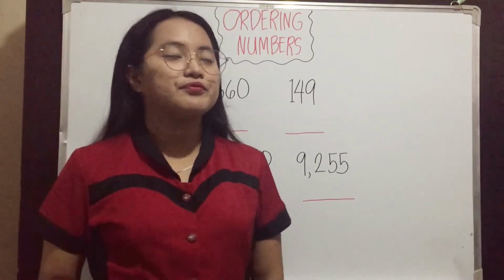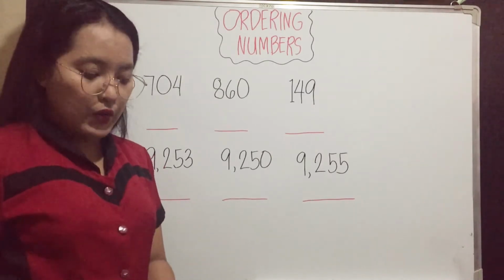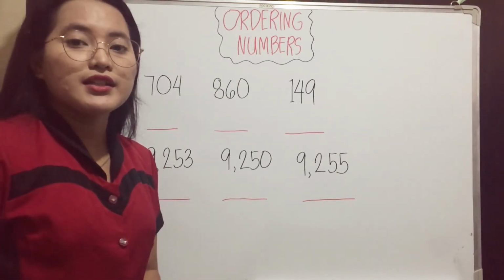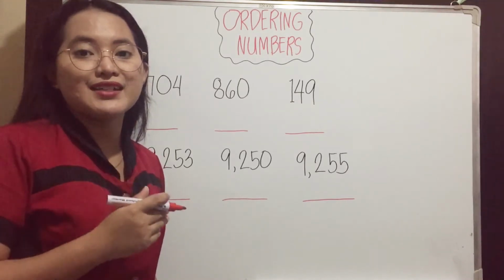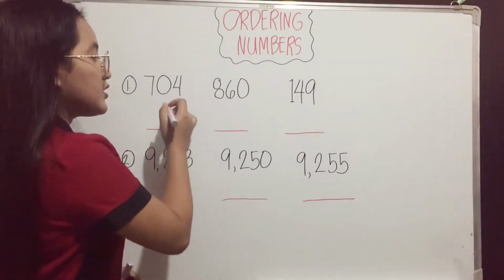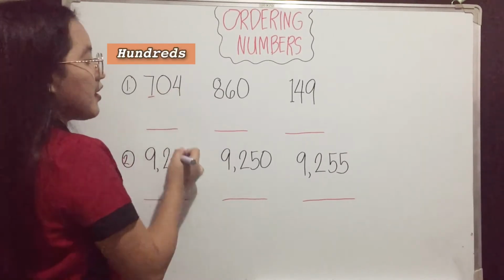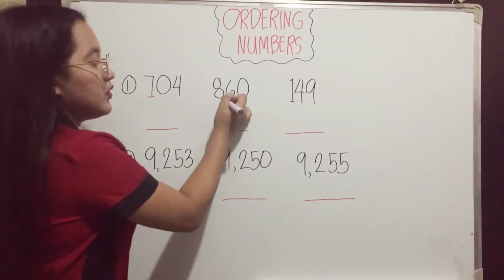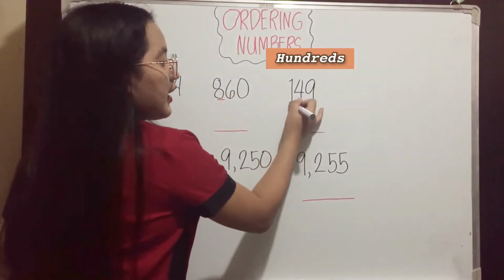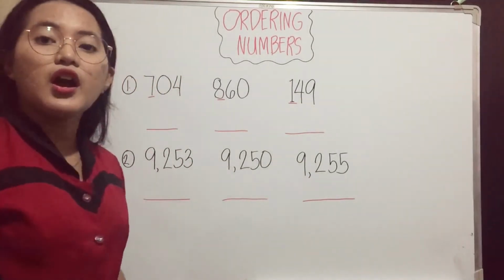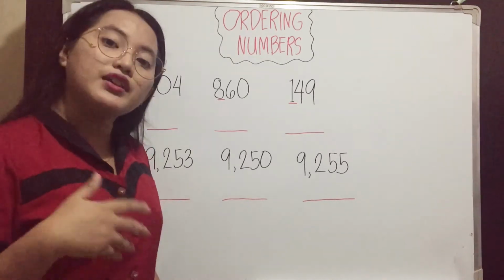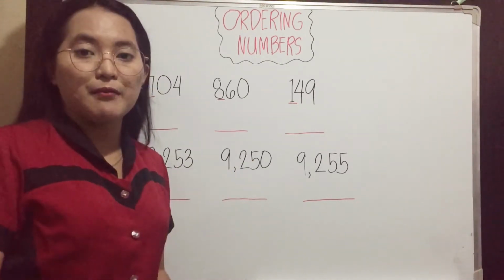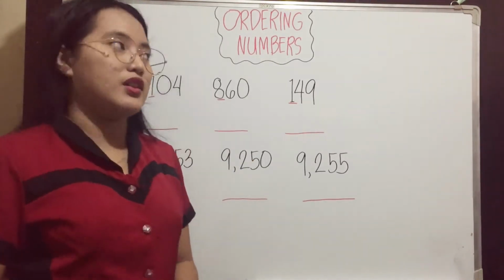Okay? Now, the first thing that you have to remember is to look first at the biggest place value. For this one, we have hundreds as the highest place value, hundreds also, and hundreds also. So the three given numbers are all in the hundreds. Therefore, it is easy for us to order them because they are at the same level.